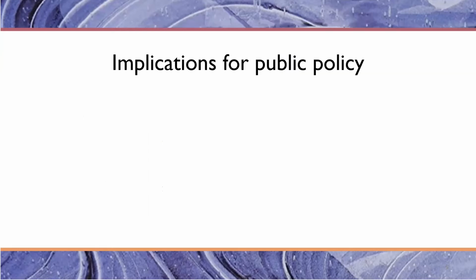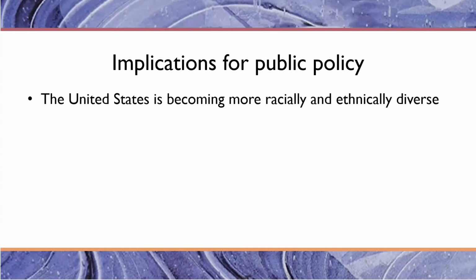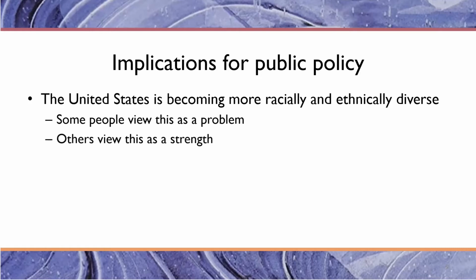What are some of the implications for public policy? Well, we are becoming more racially and ethnically diverse, and some people, frankly, see that as a problem. They feel threatened by that. Other people see this as a strength, as an opportunity. Throughout American history, we've done a pretty good job of bringing people into our country and having people share the values that most Americans have, the values of things like the constitutional order, rule of law, democracy, civil rights, and political participation. But the kinds of political demands that might be made on the system may change with changes in the ethnic and racial composition of the population.